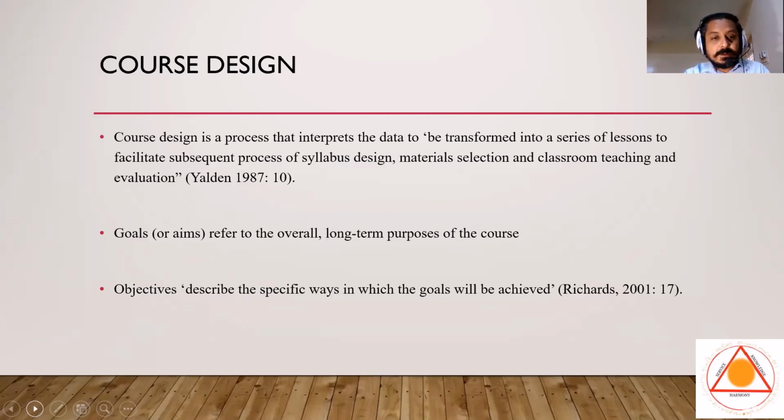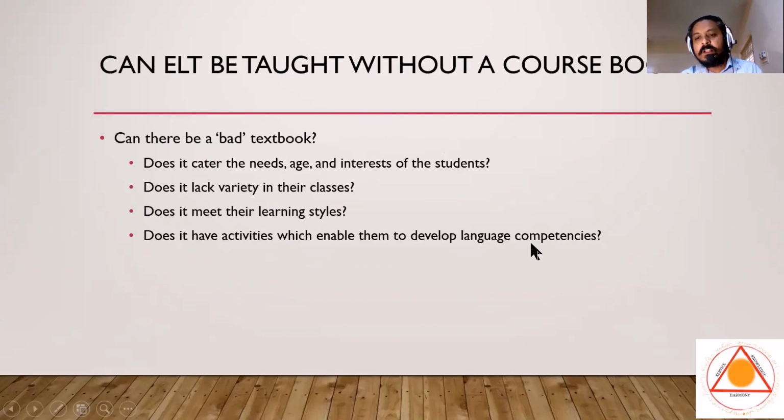So goals and aims refer to overall or long-term purposes of the course, and objectives describe the specific ways in which the goals can be achieved. We'll talk about that in greater detail later on.